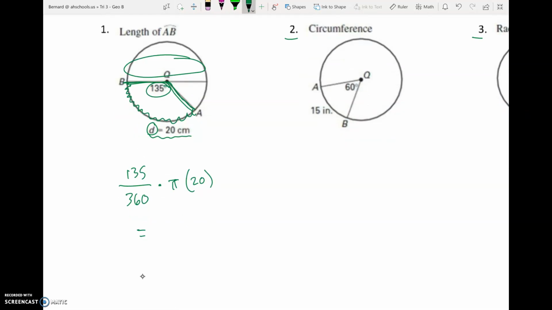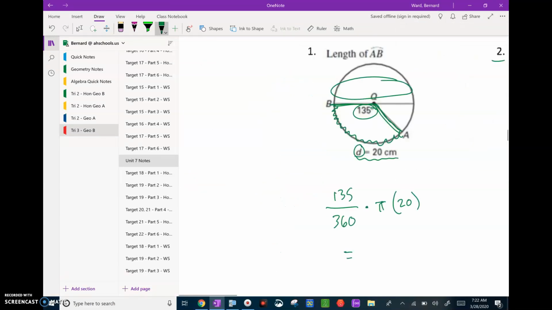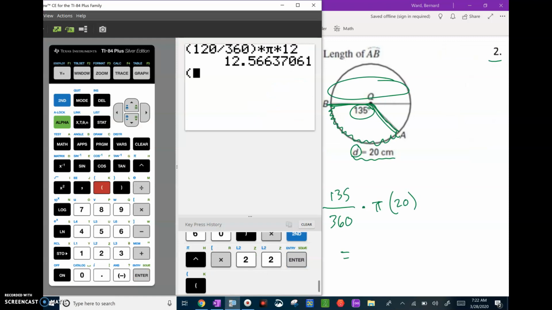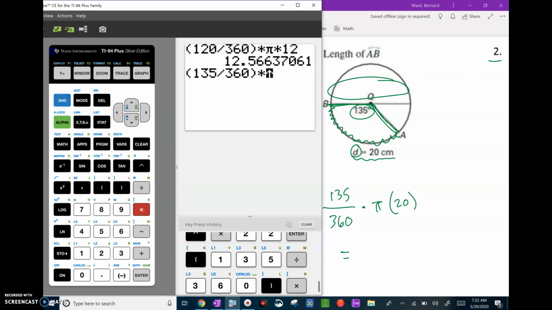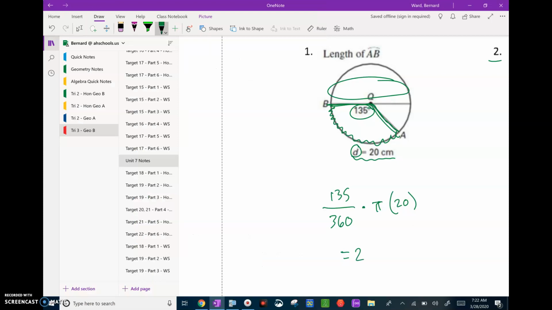And so we'll type that into our calculator. I'll actually do it with you this time, just one more reminder. So we'll pull up the calculator, parentheses for our degrees, so 135 divided by 360, close the parentheses, and then times pi times 20, and we get 23.6.